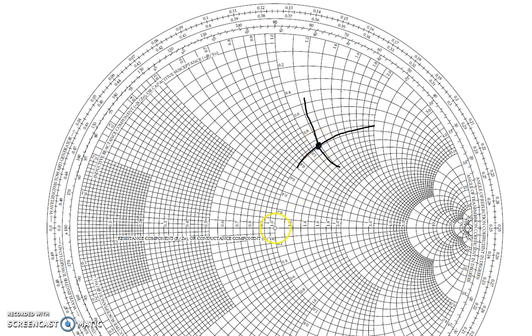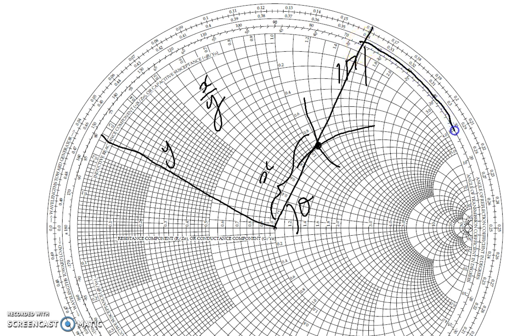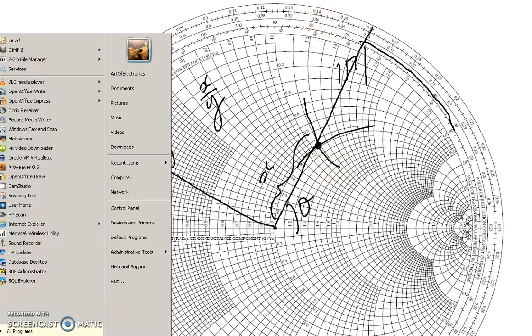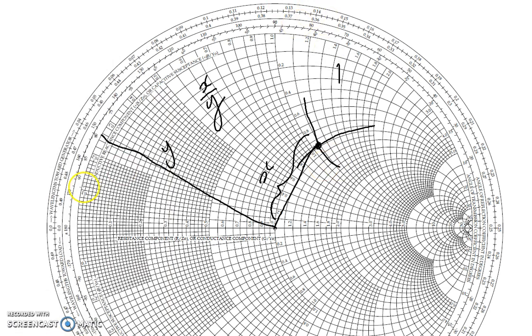You mark this point, then you find the distance from the center here to here. Let's say it's x. You divide x by the total radius of the chart. For example, let's say this radius is y. So this length here should be equal to x over y, and this is the absolute value of the reflection coefficient, the absolute value of gamma. Then you find this angle theta here by extending the line up to the outer circle and finding the angle. Okay, so that's the second thing.